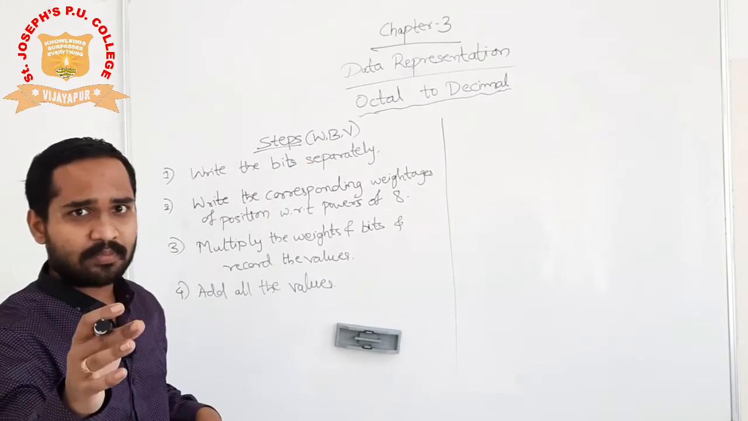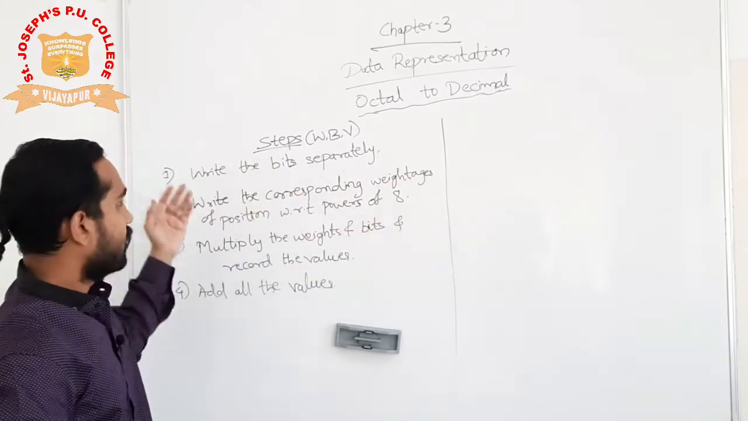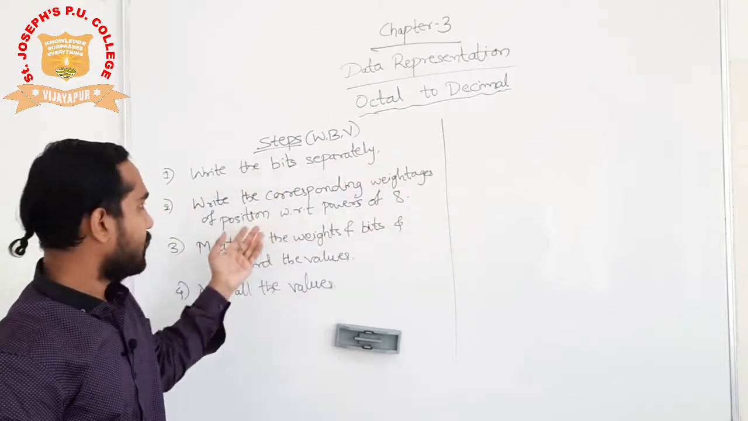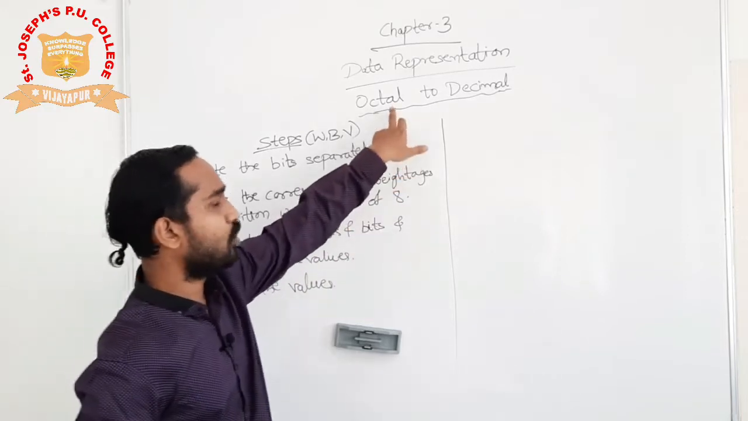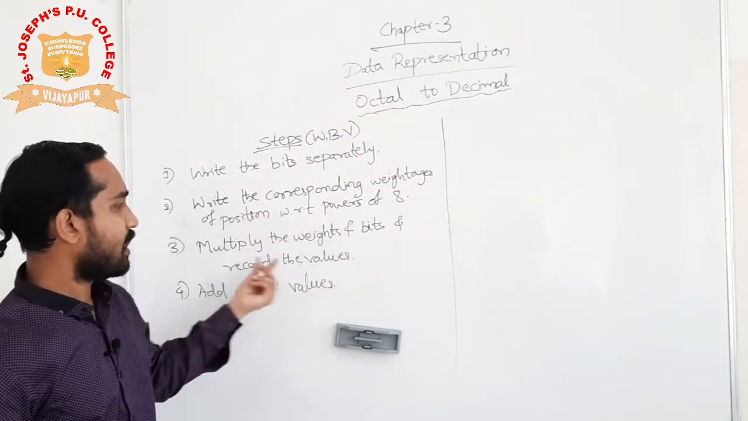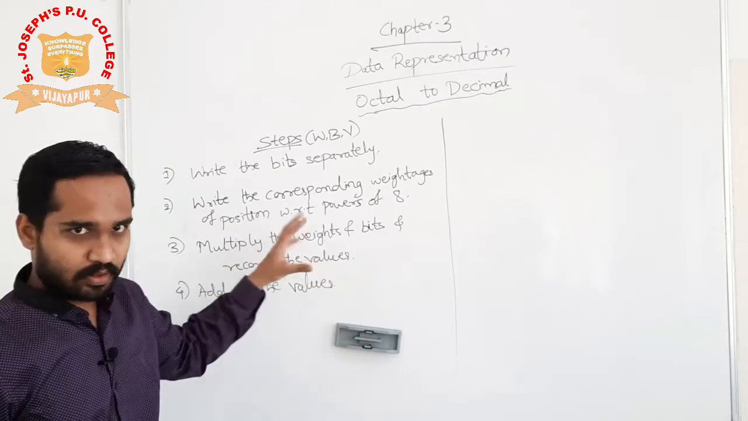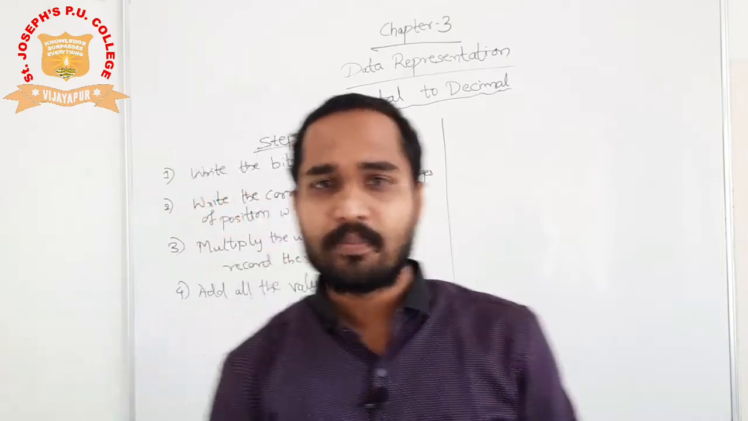You have already done this in binary. It's just a repetition. Write the bits separately. Write the corresponding weightages, that means positions with respect to powers of 8. Why 8? I am going for an octal number. Correct? Then multiply the weights and bits and record the values. Okay, and write all the values, then add them. Okay, this is the method.